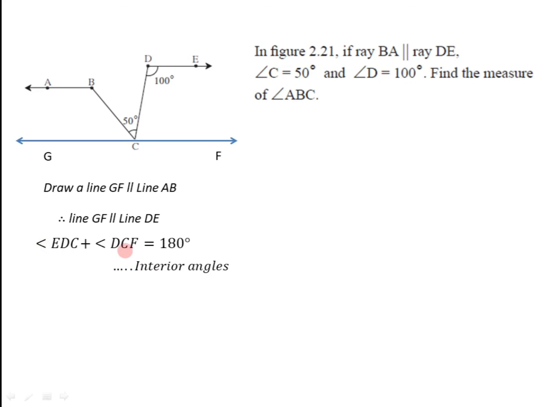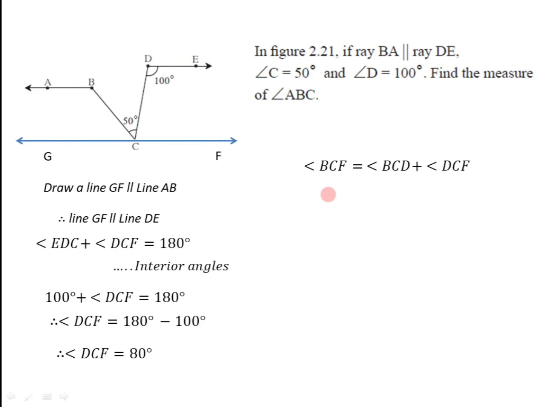Now out of these two, the measure of angle EDC is given to be 100. So we'll replace here: 100 degrees plus angle DCF is equal to 180 degrees. If you take 100 to the right hand side, it will become minus, that is angle DCF is equal to 180 degrees minus 100 degrees. So 180 minus 100 is 80 degrees. So the measure of angle DCF is 80 degrees.